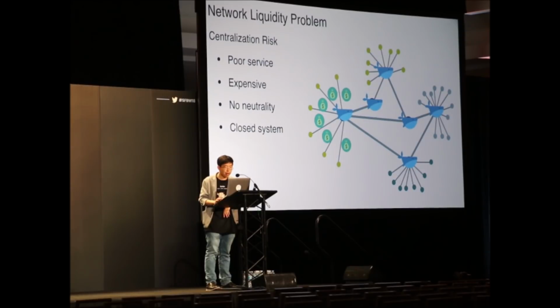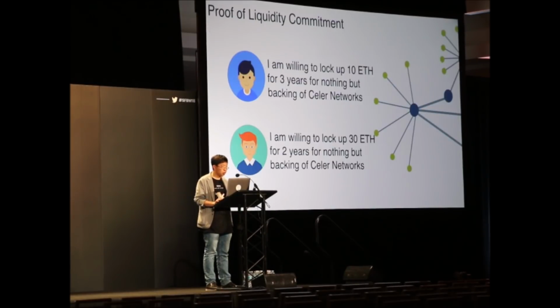Okay, so we need liquidity, but liquidity has to come from somewhere, right? So how about we figure out a way to incentivize people to lock up liquidity into the system for a long period of time? To enable that possibility, we introduced something called Proof of Liquidity Commitment mining. Proof of Liquidity Commitment mining is kind of like a virtual mining process, where you say, okay, I'm willing to lock up 10 ETH for 3 years for nothing but this process of backing Celer Network as a potential liquidity source.